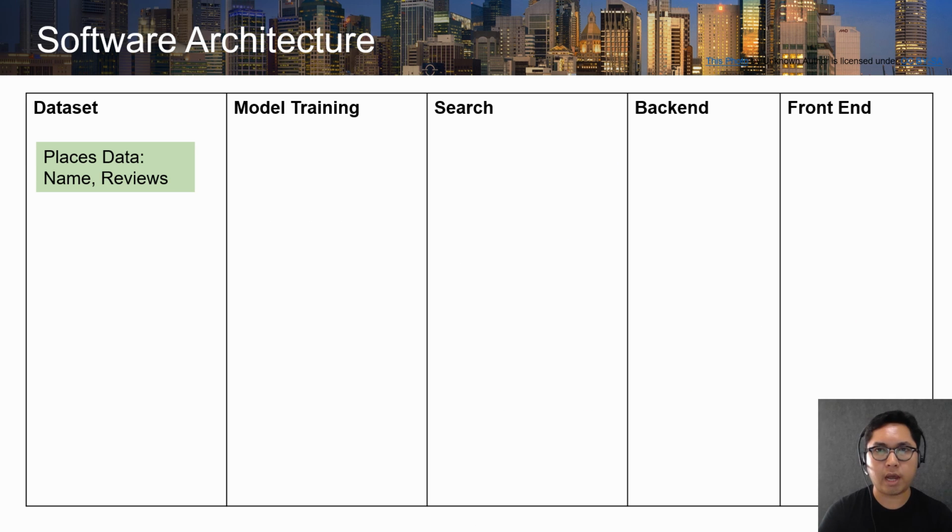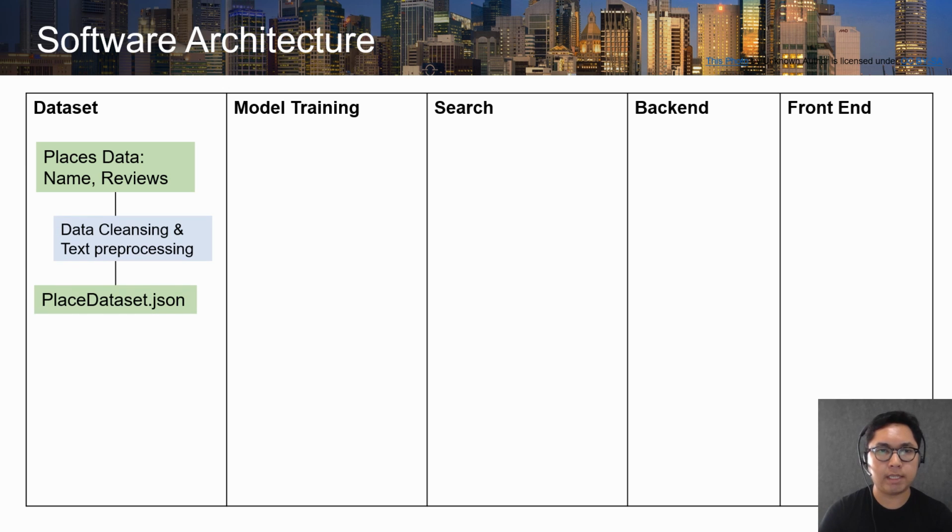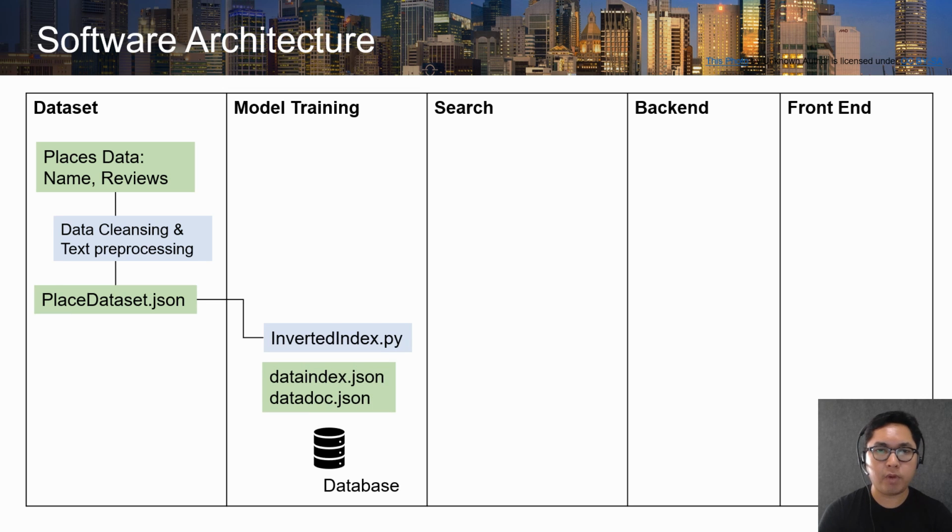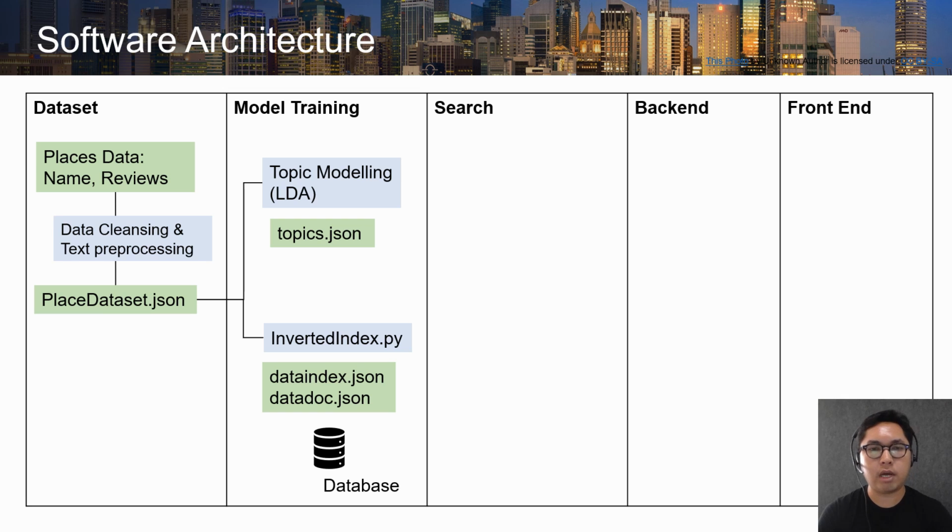This is an overview of how we built the software. We started by scraping the data of places, including names of the places and also reviews. We took this from a Facebook travel recommendation page, and then did some data cleansing and text processing and generated a places dataset in a JSON file. From this JSON file, we built an inverted index for the search engine and stored this data in data index.json and data.doc.json. We also implemented topic modeling using LDA and stored this in topics.json.